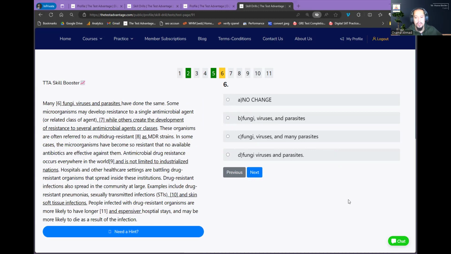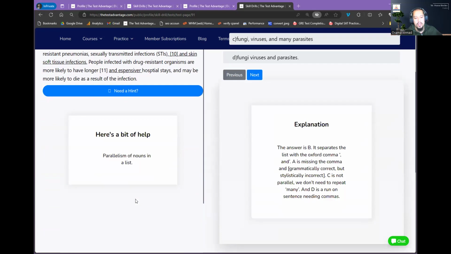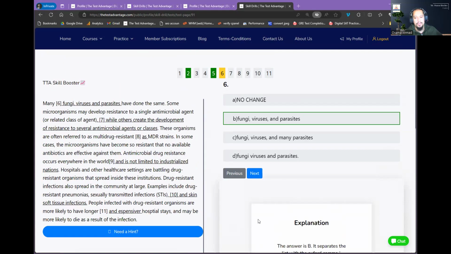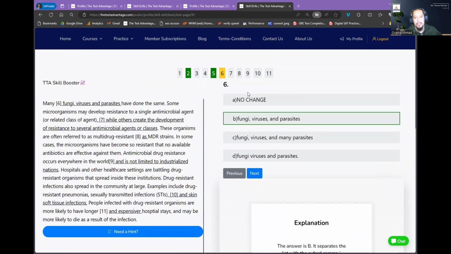Good. Shaza. Omar, very good job. Parallelism of the list, fungi, comma, viruses, comma, and parasites. Answer A ما ينفعش because ناقص لنا comma at and. There's the hint tell us. Do I tell you anything? Okay. Number 7. So far, so good.